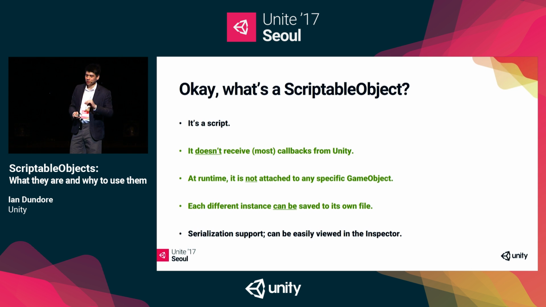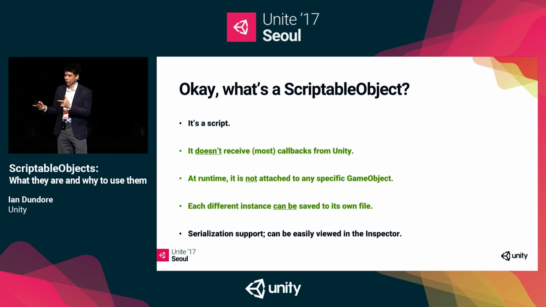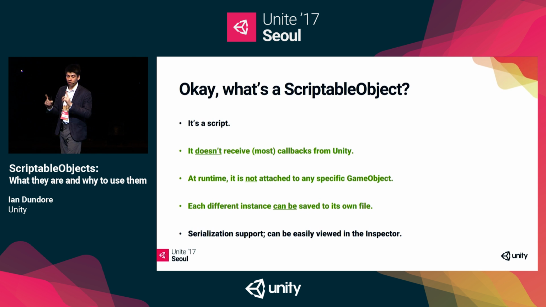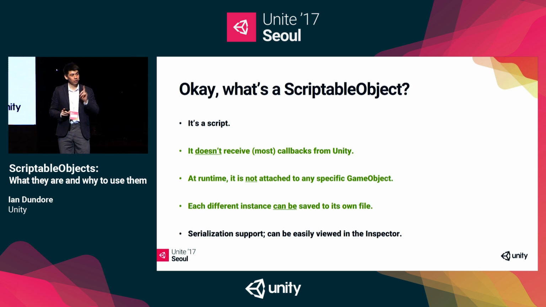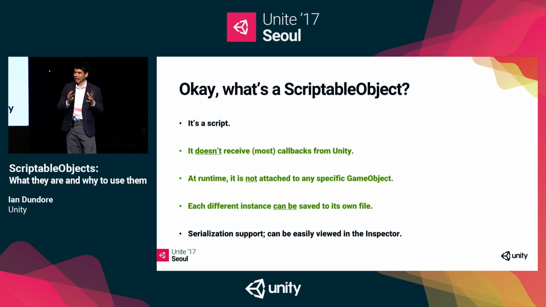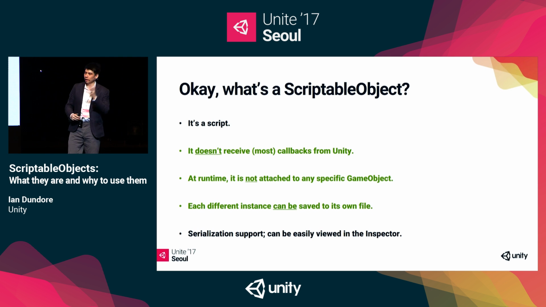However, it doesn't receive most callbacks from the Unity engine. If you put an update function on a scriptable object, it will not be called. At least, it will not be called automatically by Unity. You are free to call it yourself. Also, you can't attach scriptable objects to game objects. Scriptable objects lead independent lives. And finally, each scriptable object's data is saved into an asset file.